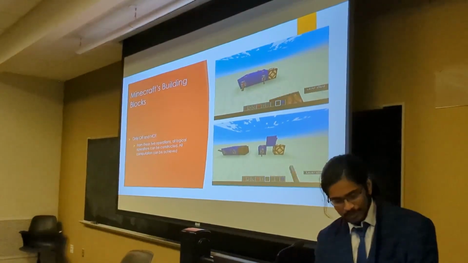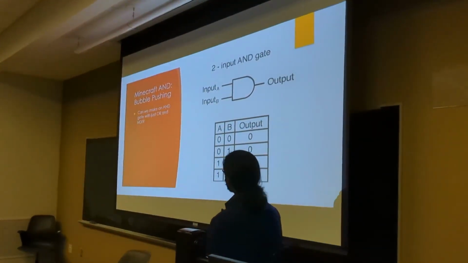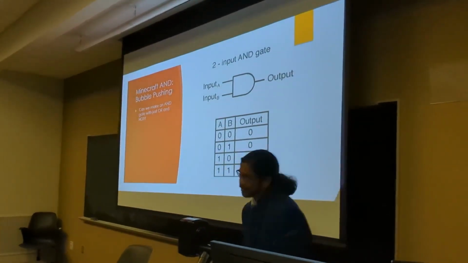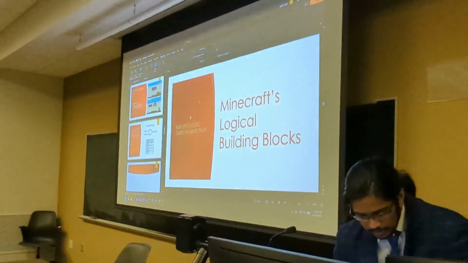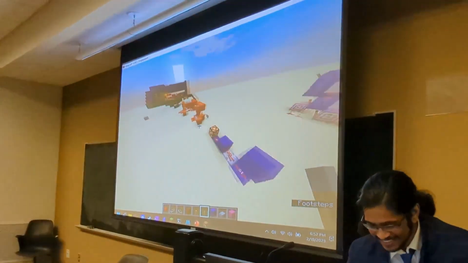So let's try to do something more complicated. Let's try to make an AND gate, right? So I said that we can do everything with just OR and NOT, right? So let's do it.